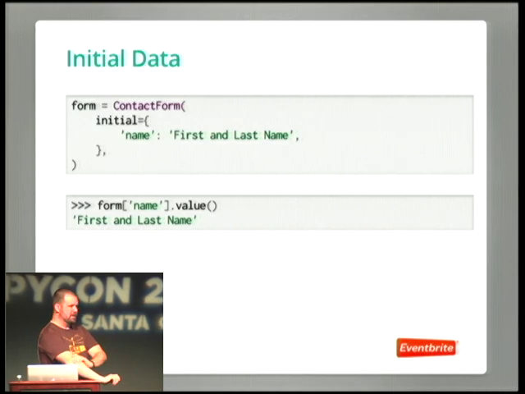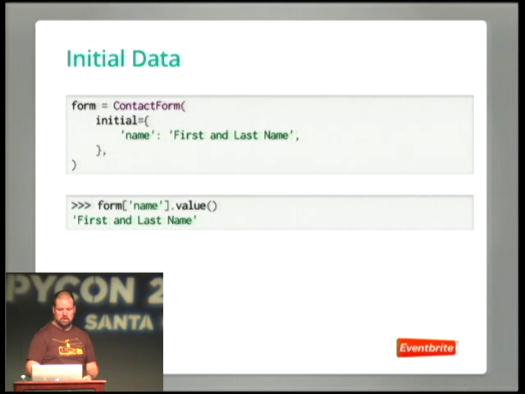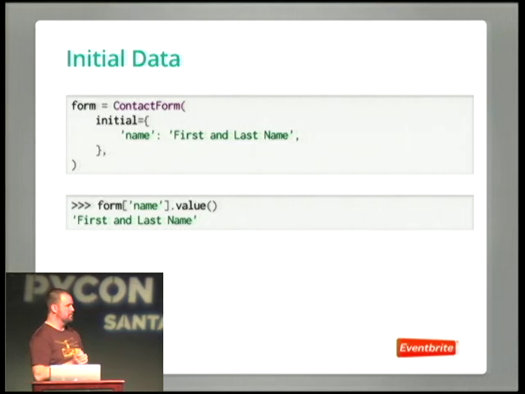You can give forms initial data. This is no surprise, I don't think. You can set starting points as a dictionary of your field names. Something you wind up wanting to do pretty often is output what that value is in your HTML or some other format. So the bound field gives you a value method that gives you the current value, either from the initial data or from the input you're processing.